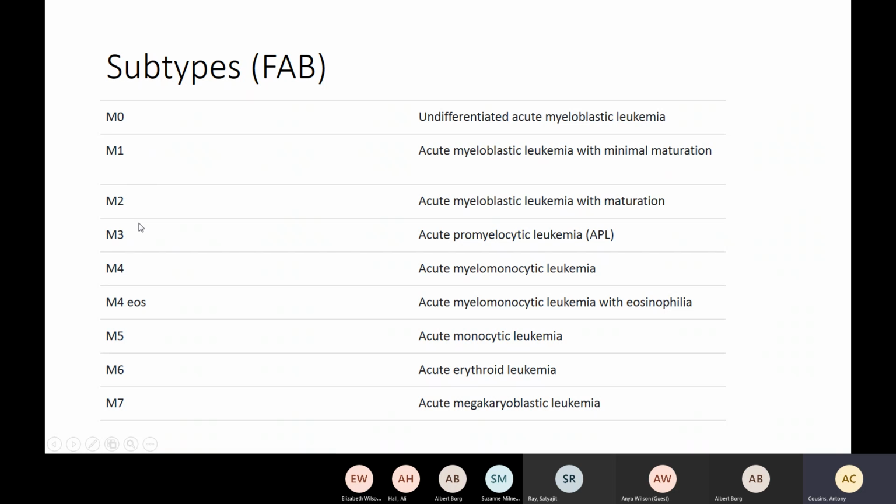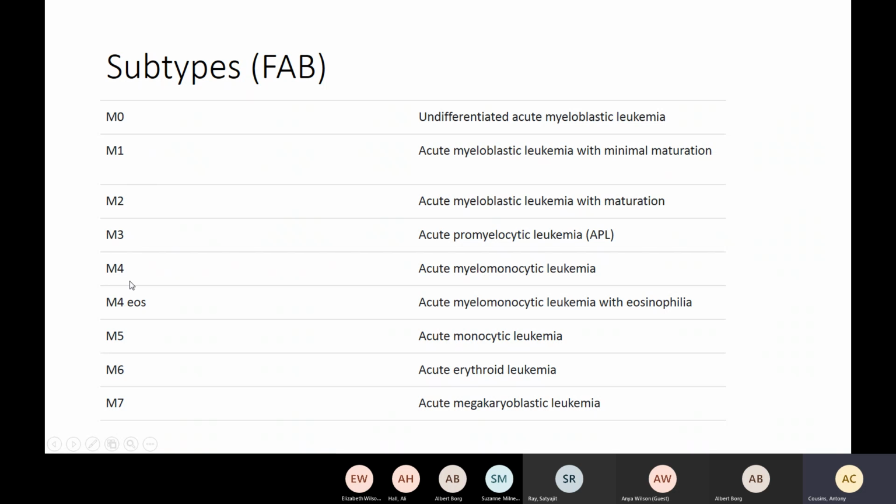M3 is something we don't really consider with AML these days. It's something called APL, or acute promyelocytic leukemia. It's a disease entity that's characterized by a specific translocation that causes a fusion of the genes PML and RARA, and can be cured without using any chemotherapy and just targeting that mutation. But I'll talk about why it's important to know about it in a wee minute.